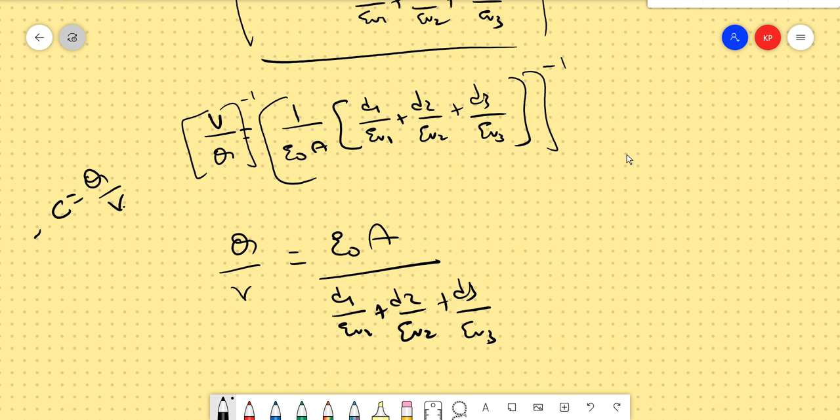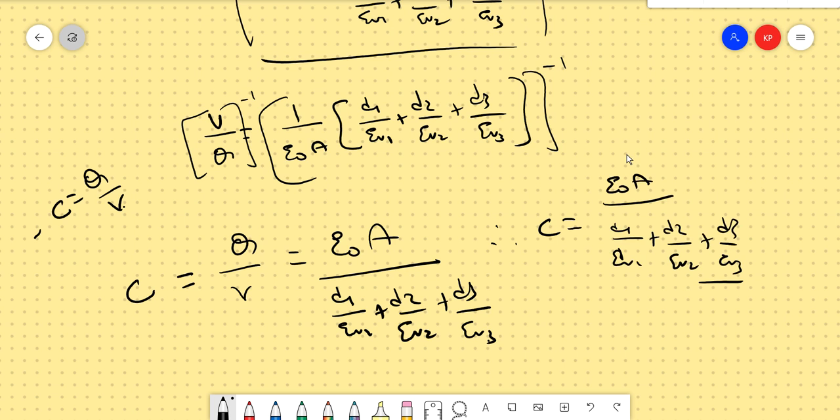So after writing the inverse, I want Q by V is equal to C. So therefore I can directly substitute C here. Then the formula has become like this. So finally C is equal to epsilon naught A divided by D1 by epsilon R1 plus D2 by epsilon R2 plus D3 by epsilon R3. So that's what we have to understand. Like this, we can calculate the capacitance in a parallel plate capacitor if different mediums are given. So this is regarding the parallel plate capacitors, which are having three different mediums between the plates.